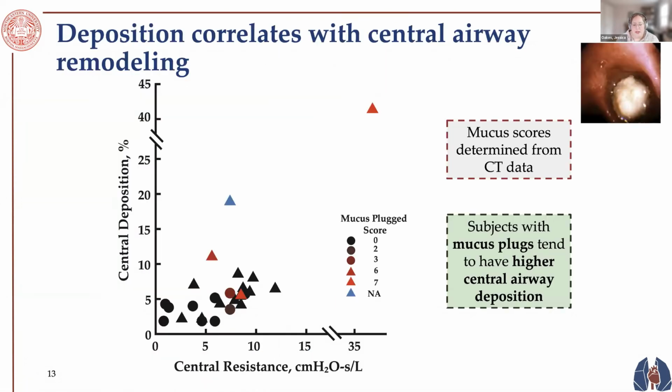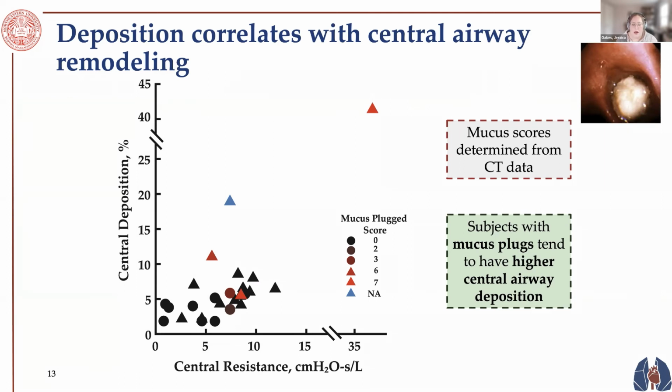Central deposition and central resistance should be somewhat correlated, and this is because central resistance is related to the 4th power of the airway diameter, and deposition is going to occur for the same ventilation levels. It's going to be higher deposition for a smaller airway. So we wanted to look at this relationship for these subjects.